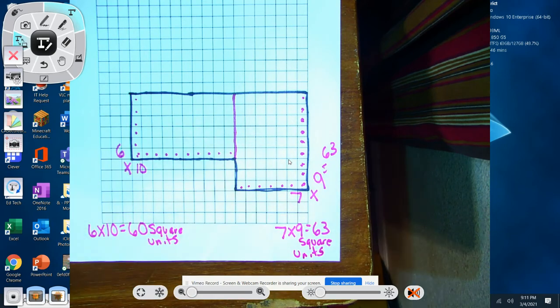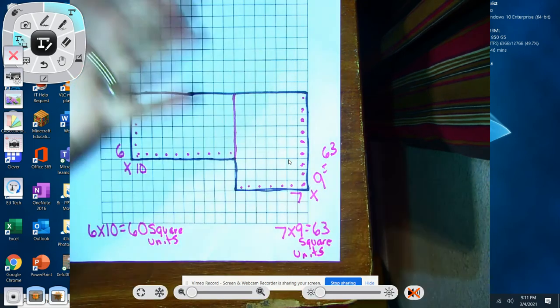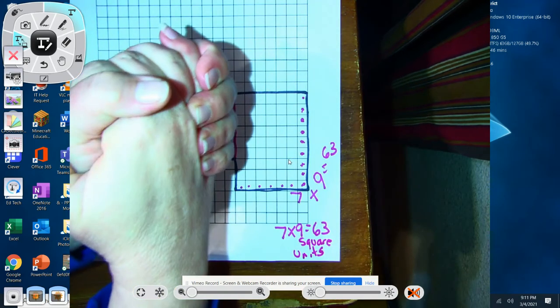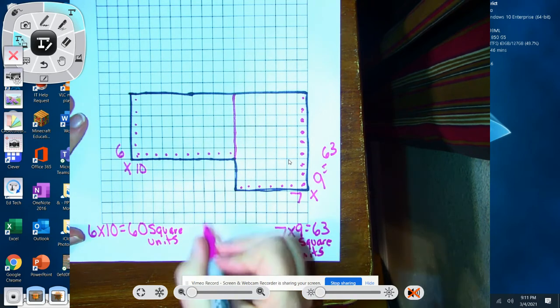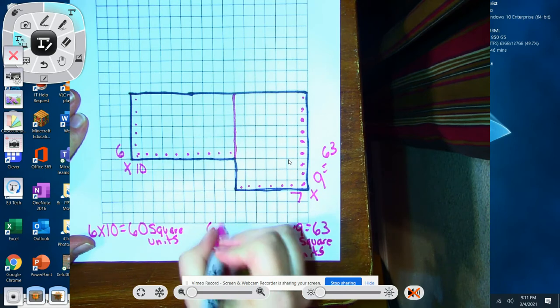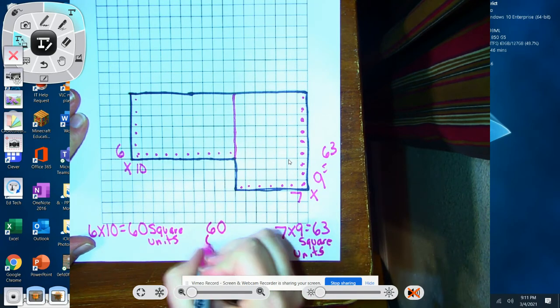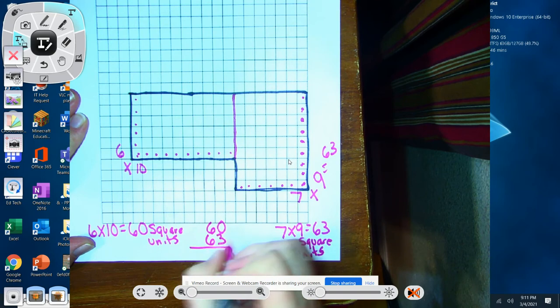So what am I going to do? What should I do? Well, what's that thing we do when we want things to be together? I put things together. And when I put things together in math, I add. So I'm going to add 60 plus 63.